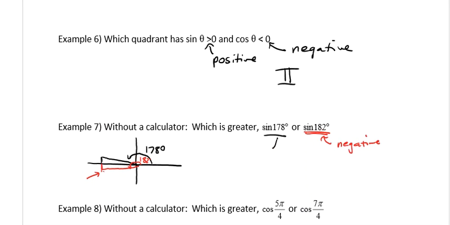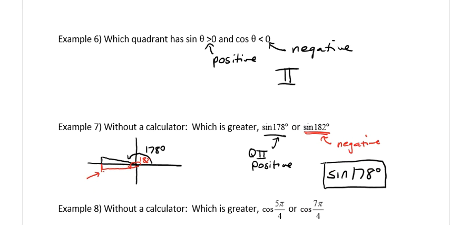178 is in quadrant 2, where it's going to be positive. So if I know one of them is positive and one of them is negative, sine of 178, even though I don't know what the actual value is, has to be the larger of the two, positive.